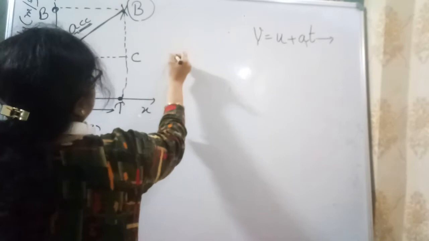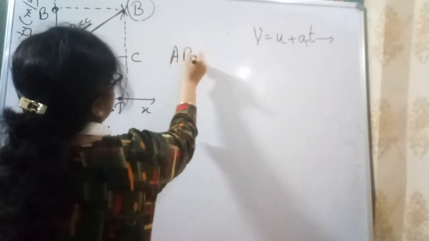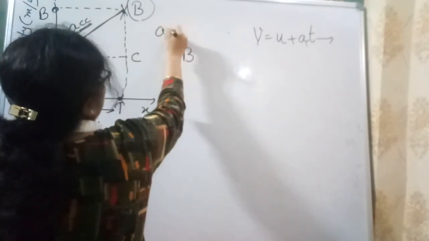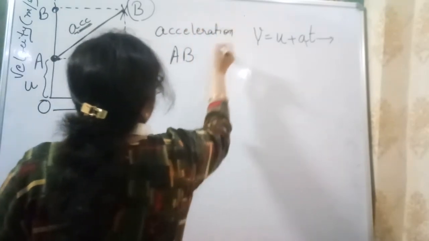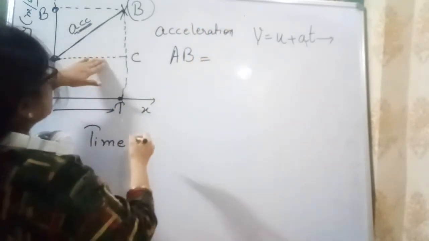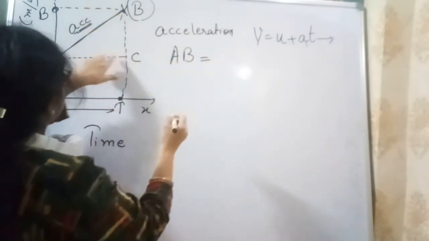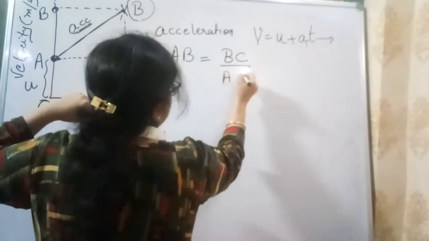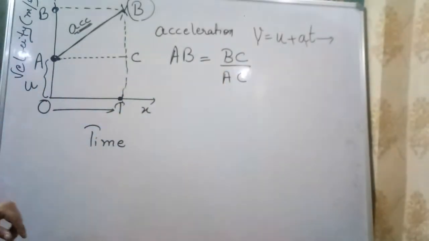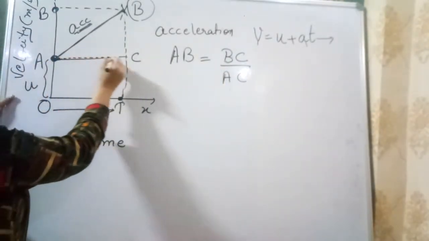Now slope AB is the acceleration gained by the body, and AB is equal to what? I tell you, BC over AC. Clear?